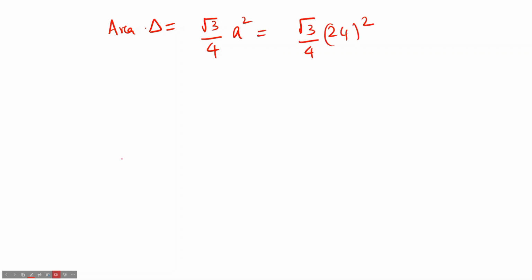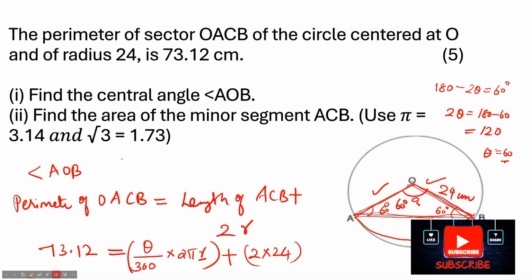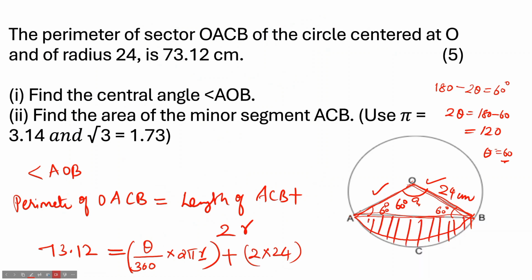For the equilateral triangle, you know the area of an equilateral triangle. How can you find it? Root 3 by 4 a square, where a is one side. Root 3 by 4, 24 square. Okay. And we can find the area of the minor segment ACB. The question is the area of the minor segment ACB, this segment. So if you know the complete area of sector OACB, you can subtract the area of the triangle, you will get this minor segment's area, correct?